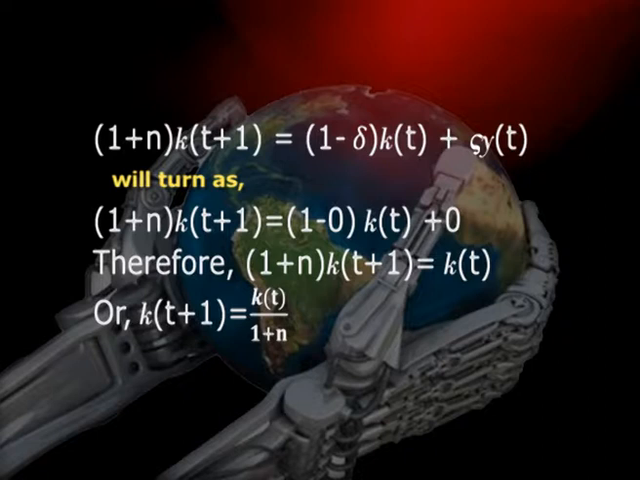Therefore, (1 + n)k_{t+1} = k_t, or k_{t+1} = k_t/(1 + n). Thus, per capita capital in period t+1 is less than per capita capital in period t. Let us now draw a graph for equation 4.